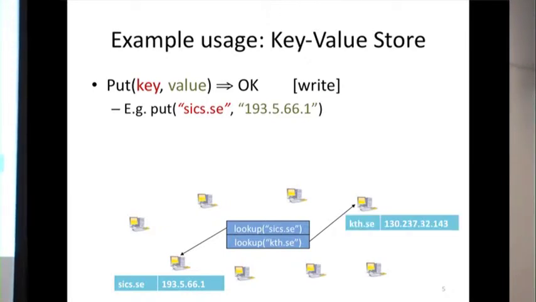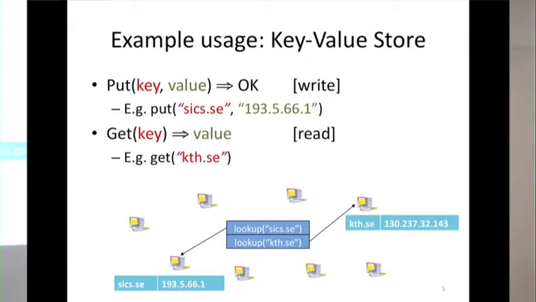When you want to retrieve a value, all you have to do is, fine, I know the key, what is the value for it? You again make a lookup for that key. The lookup will tell you which node it is stored on, and you just read the value from there.